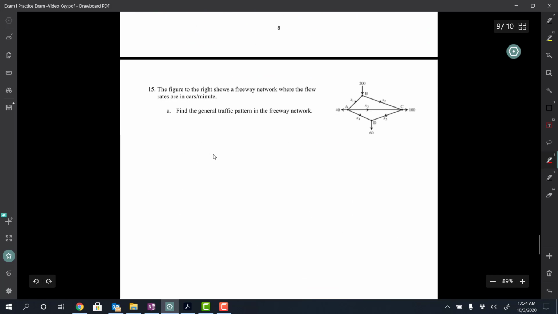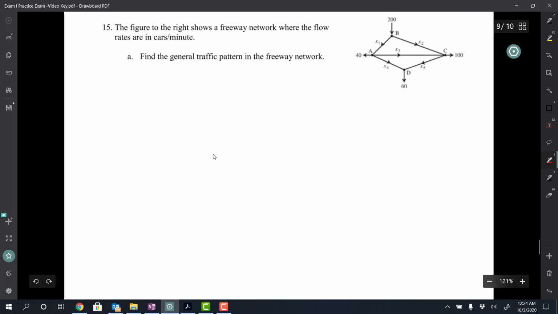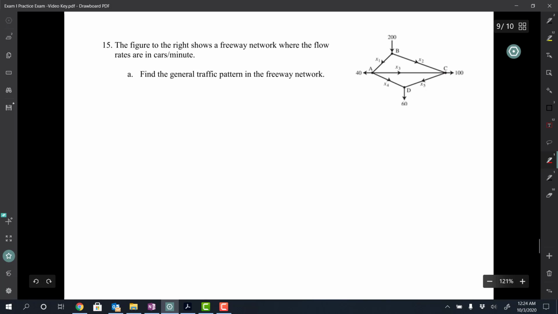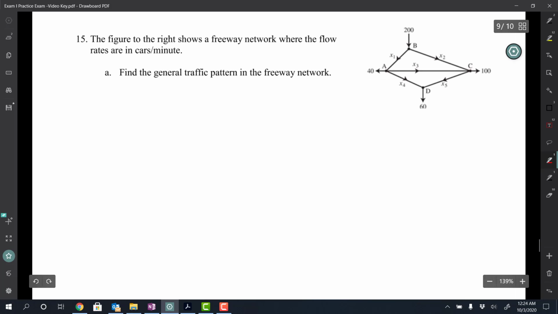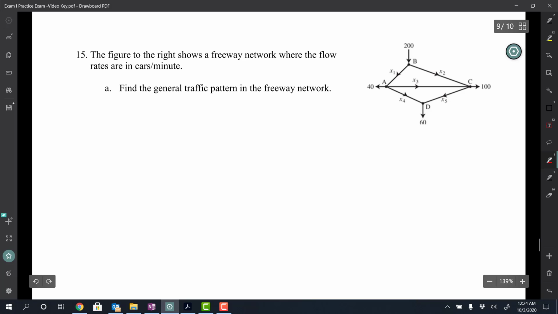All right, one more problem to go. It's our network problem. In this problem, we have some sort of network, and we are trying to solve our system to find the relationship between the different flows in our traffic pattern. So to do that, we're going to look at each individual node. I have node A. When I look at node A, I have inflows and outflows, and my task is to set them equal to each other.